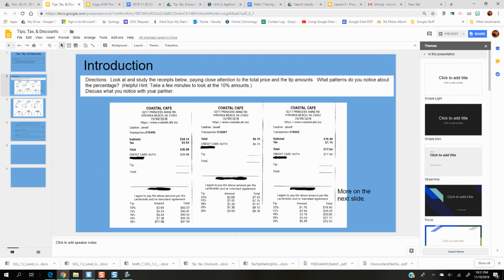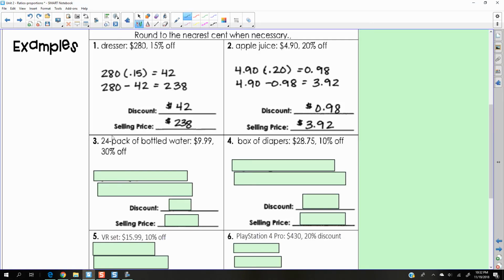I'm not sure what you had written yet, but let's look at the box of diapers. A box of diapers is $28.75 and it's 10% off. I really don't need my calculator because I could just take my decimal point and move it one place over. So now it's $2.87 with this 5, but I'm going to look next door at that 7, and since that's 5 or bigger, I'm going to add one more. So 10% would be 2.88.